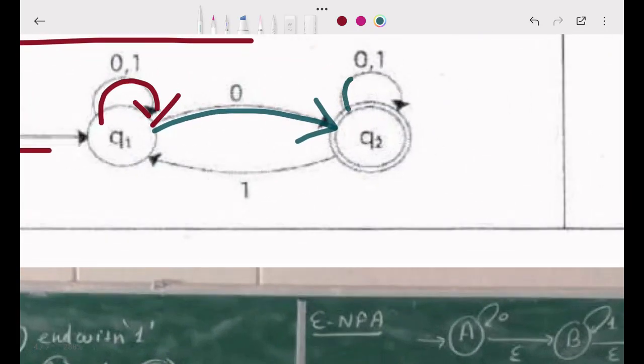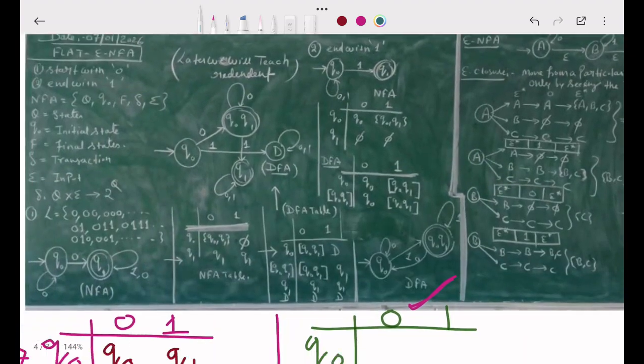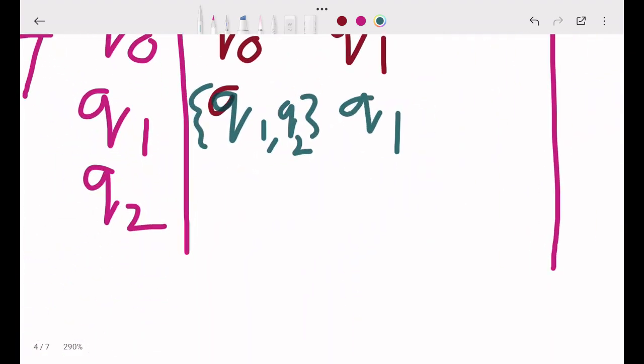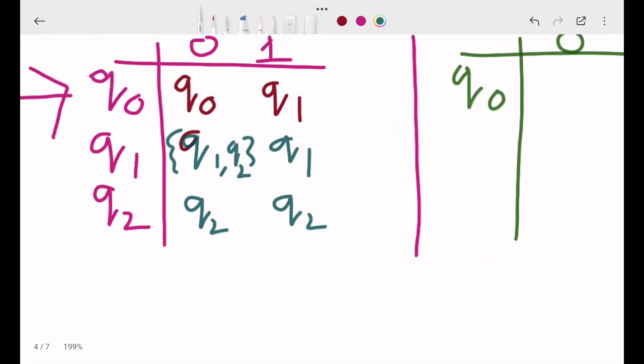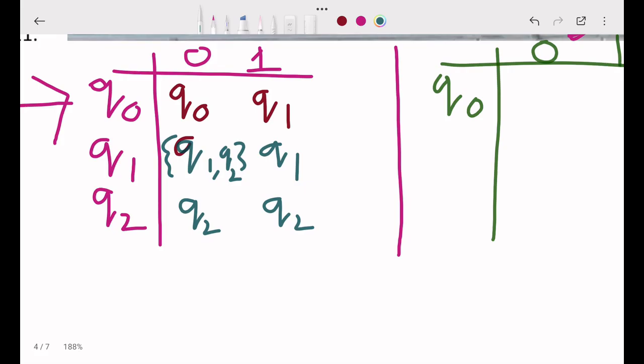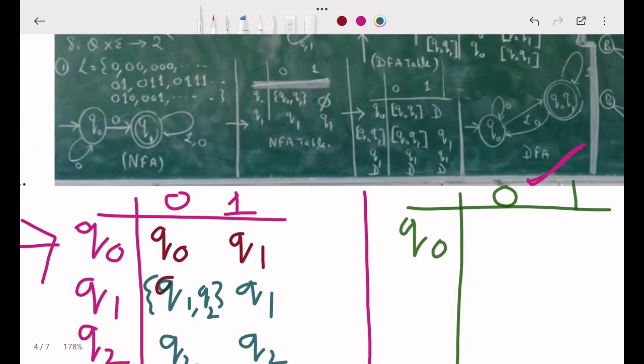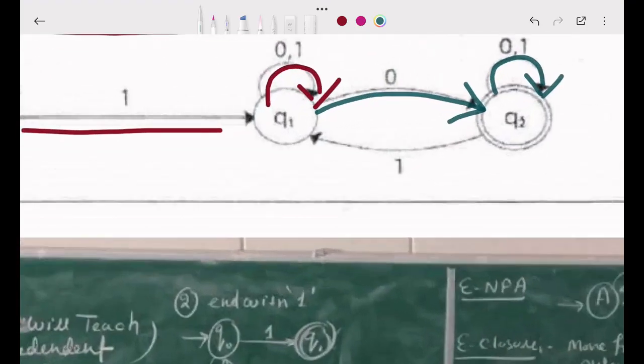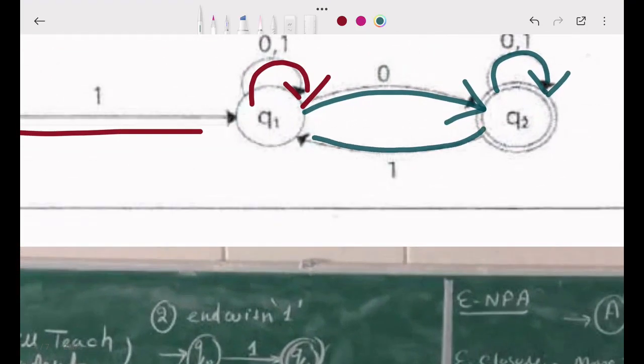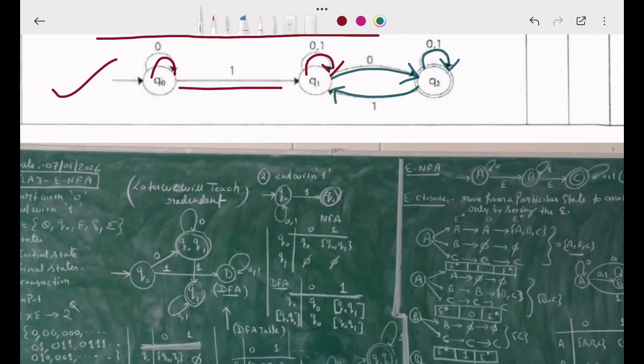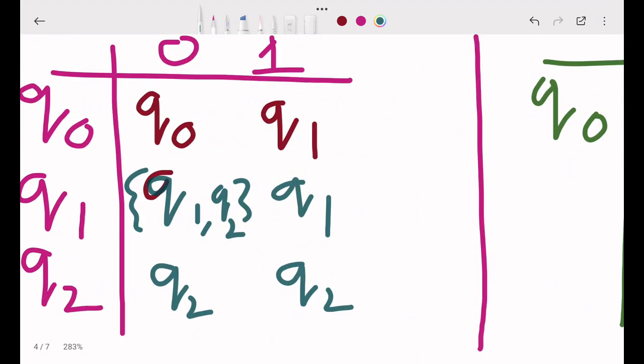Q2. For 0 and 1 I am going to the self state. What is the meaning of this? It means for 0 I am going to Q2, and for 1 also I am going to Q2. But if you see the diagram, for 1 I am going to Q1 also. So you will write it in your curly bracket.